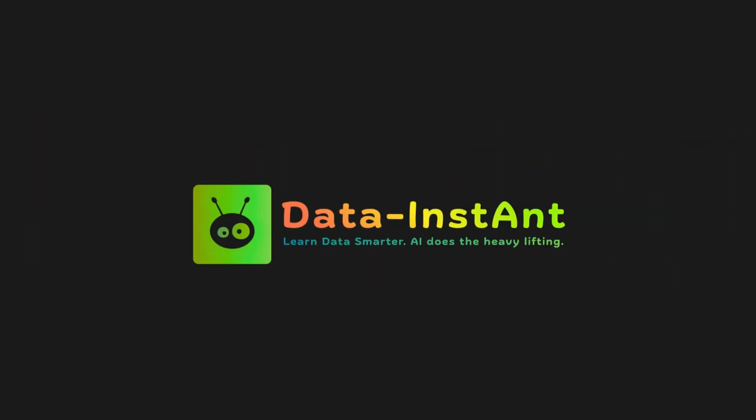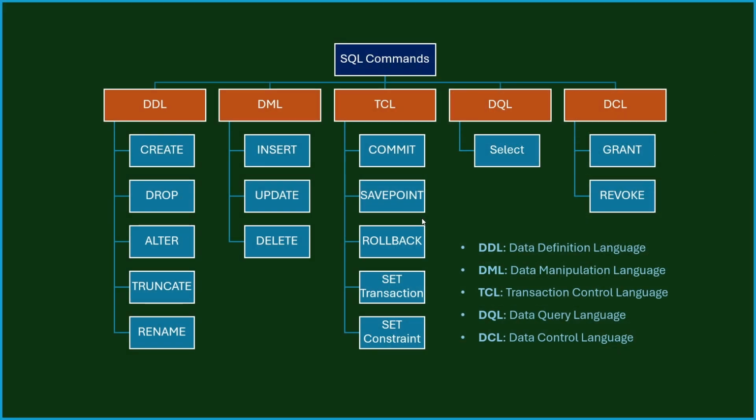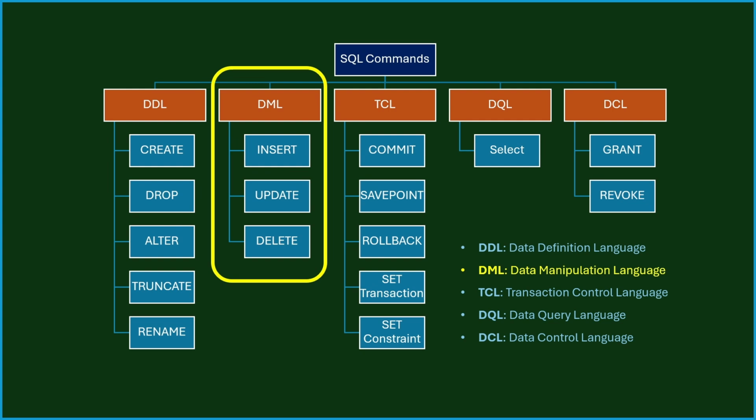Alright folks, SQL has different types of commands, and each type serves a different purpose. In today's video, we're going to talk about DML, which stands for Data Manipulation Language. DML includes three commands: insert, update, and delete. We use them to add data to a table, change the existing data, or remove data from a table.